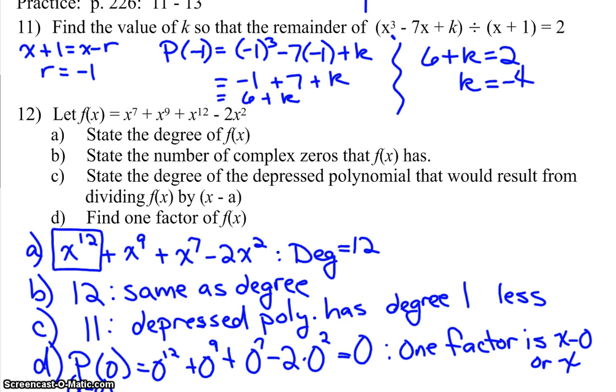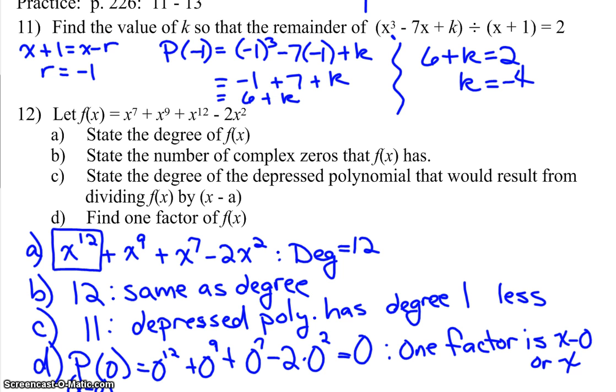Welcome back. The first thing I did on number 11 was figure out what r was, and if x plus 1 equals x minus r, then r is negative 1. I substituted it in to p of x and ended up with 6 plus k. Since I wanted the remainder to be 2, I set 6 plus k equal to 2 and got k equals negative 4.